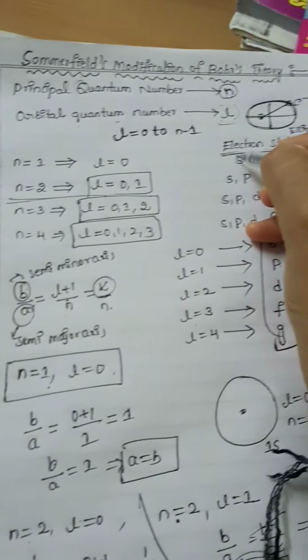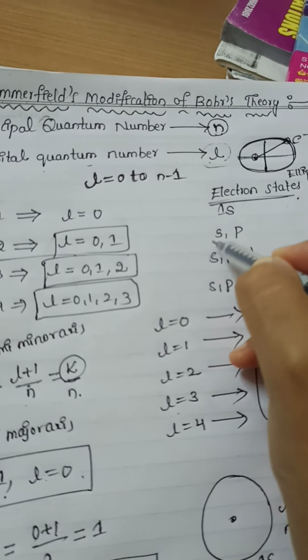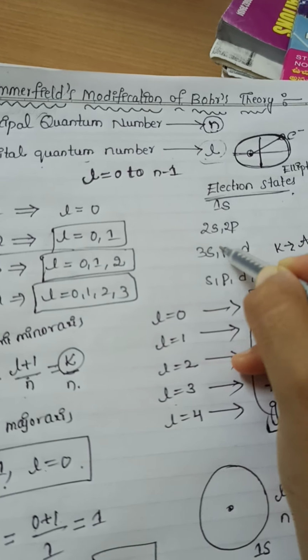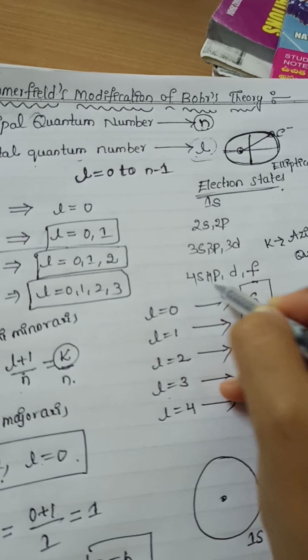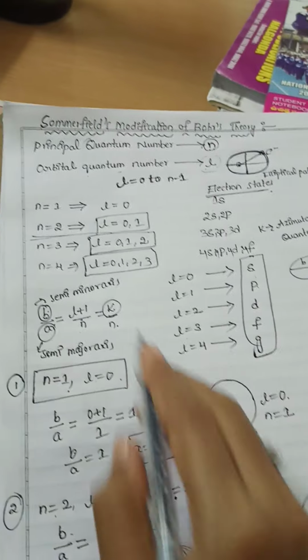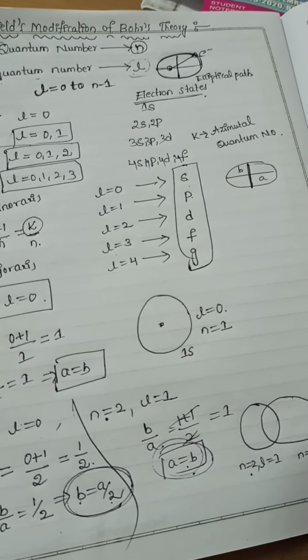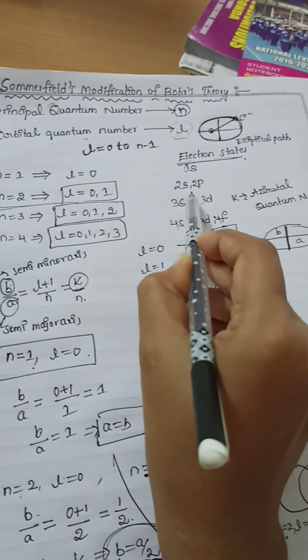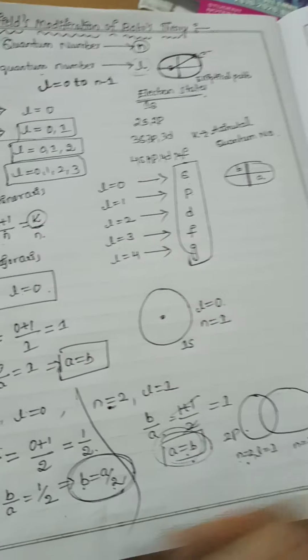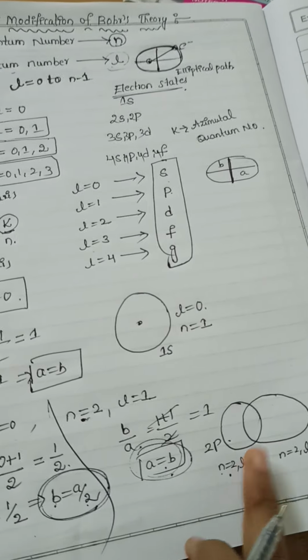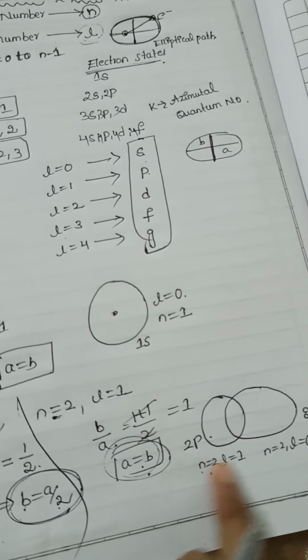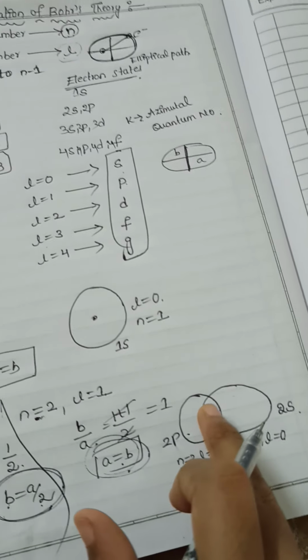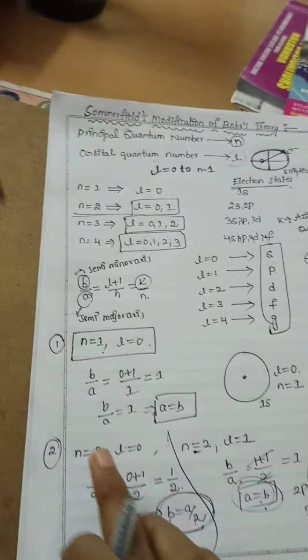So what is the condition here? It is 1s. It is 2s, 2p. It is 3s, 3p, 3d. It is 4s, 4p, 4d, 4f, right? So first of all, n is equal to 2, l is equal to 0 condition is 2s. And n is equal to 2, l is equal to 1 is a 2p condition. So this is about the electron energy states. The electron is revolving in the circular path and in an elliptical path in case of n is equal to 2.